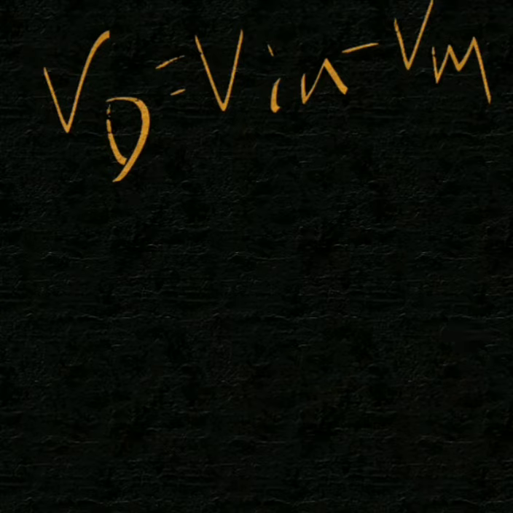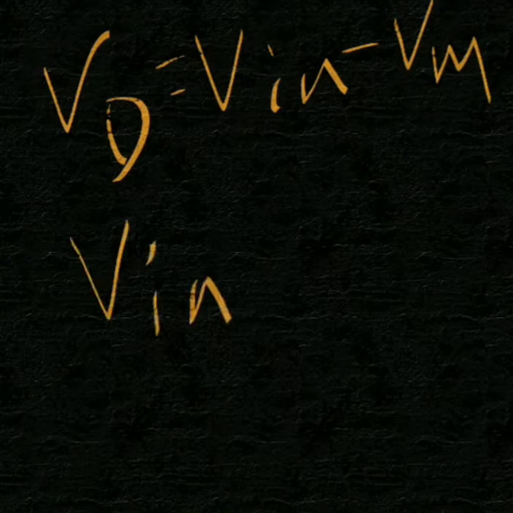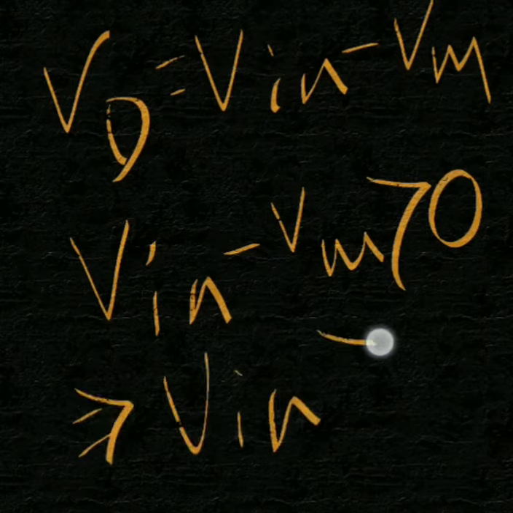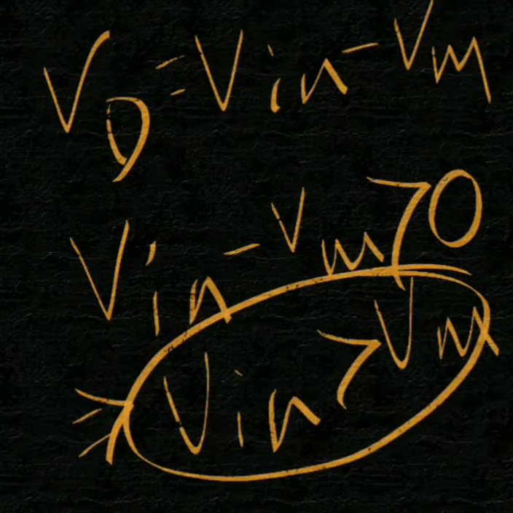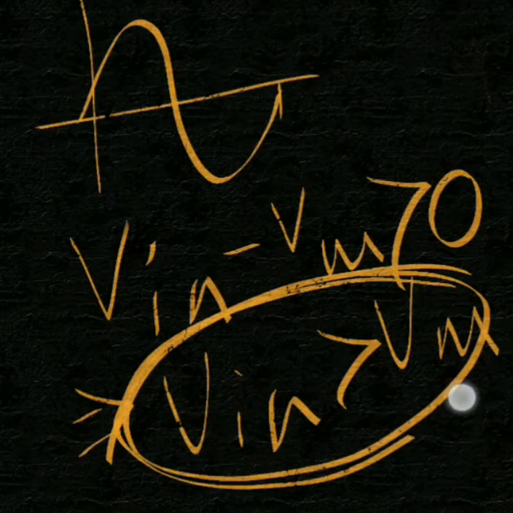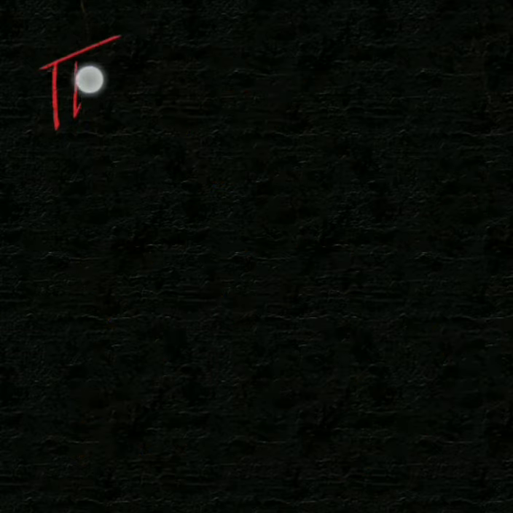Now from the circuit I have drawn before, it's clear that Vd should be positive, so that the polarity of the diode doesn't change and the diode remains in forward bias. So the condition for forward bias is Vin minus Vm greater than 0, that is Vin is greater than Vm. Now our input is this, and Vin's maximum value can be Vm.